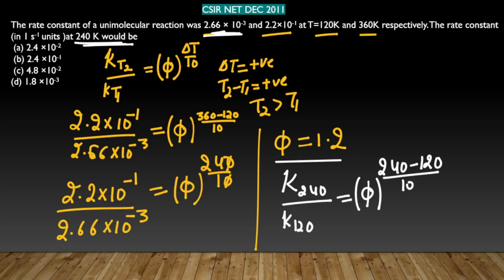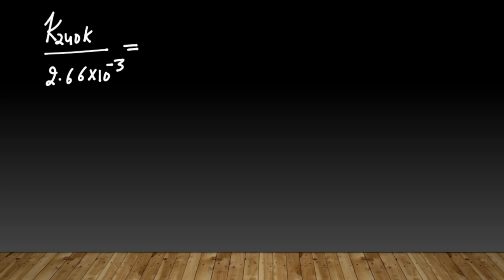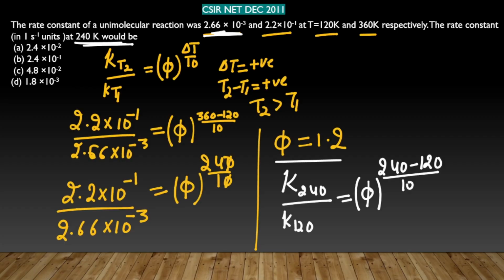So substitute these values which are known to us. The rate constant at 240 Kelvins we have to find out. At 120 Kelvins we have the value 2.66 into 10 raised to the power of minus 3. The phi value we have is 1.2, which we have calculated. Now the temperature change is 120 upon 10.